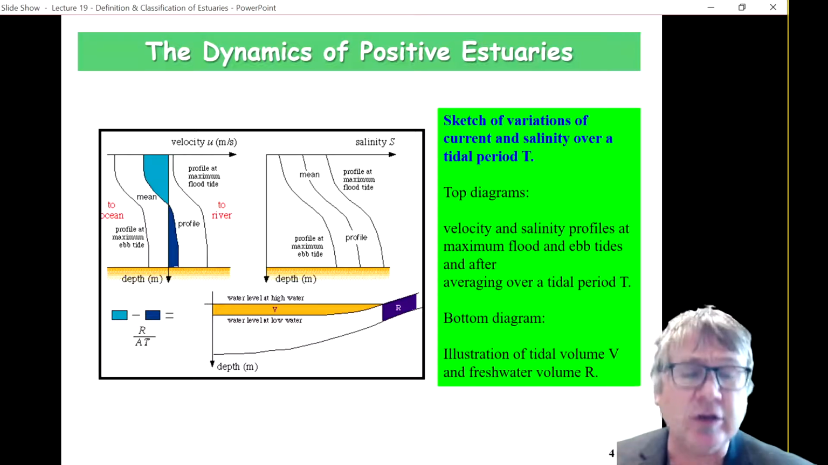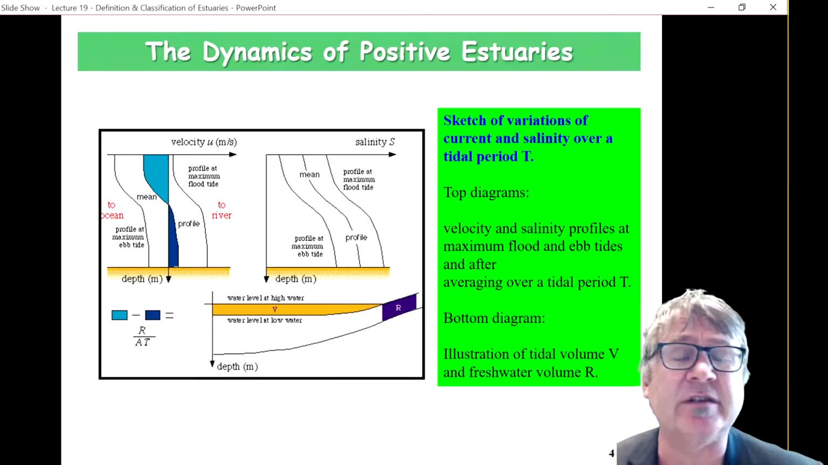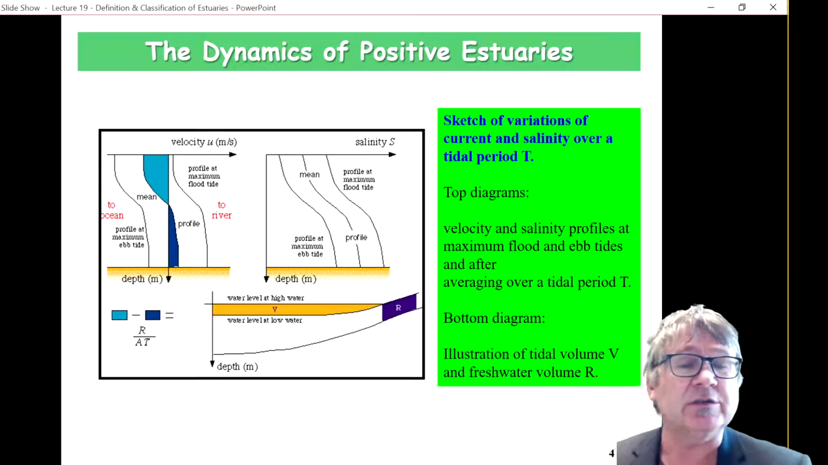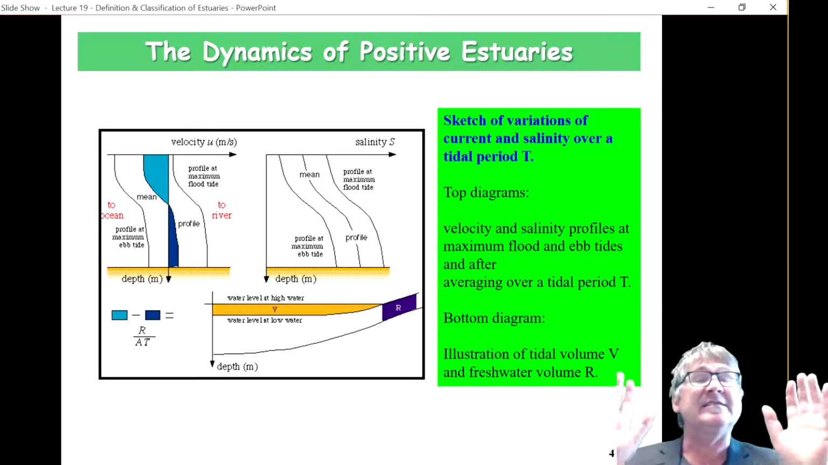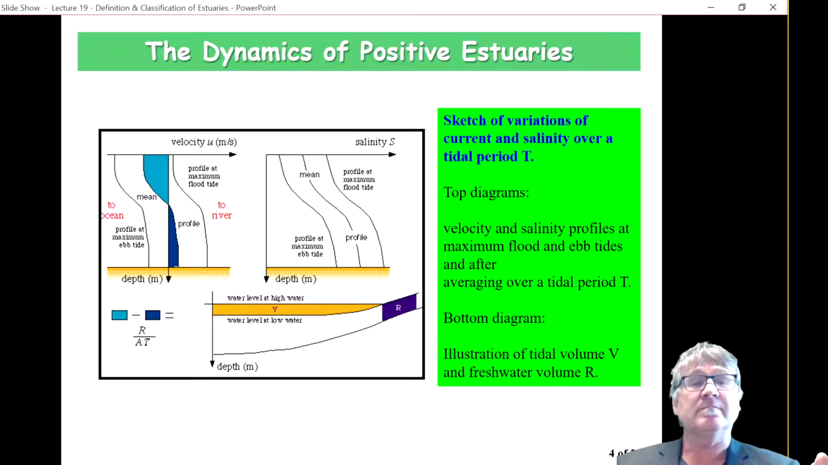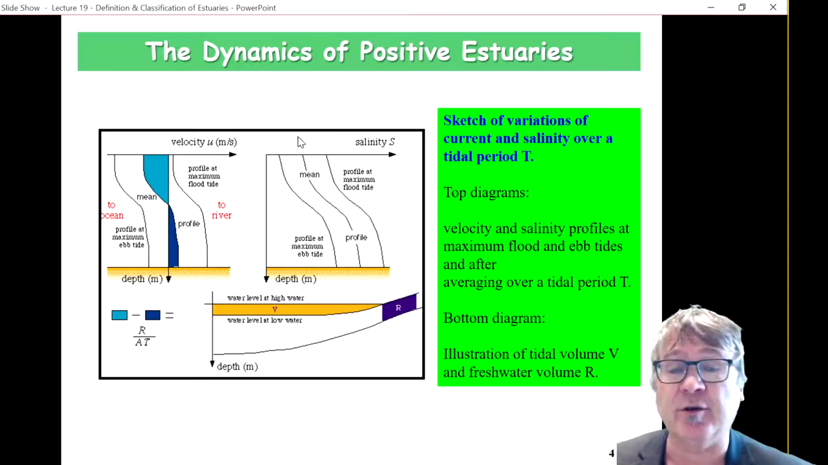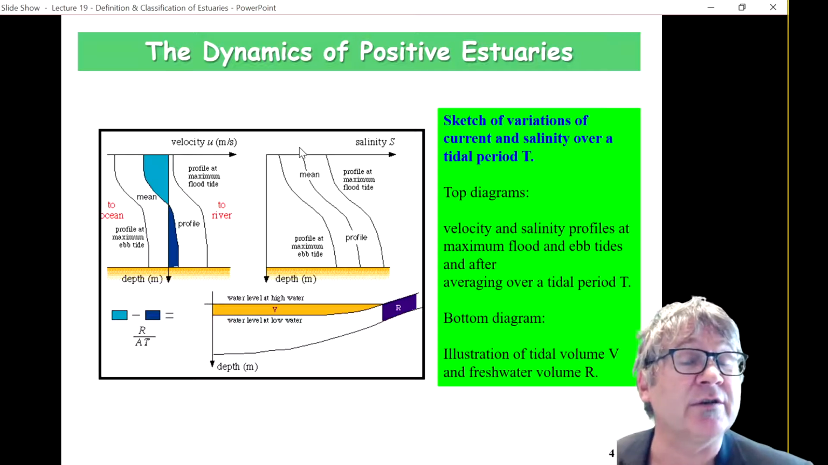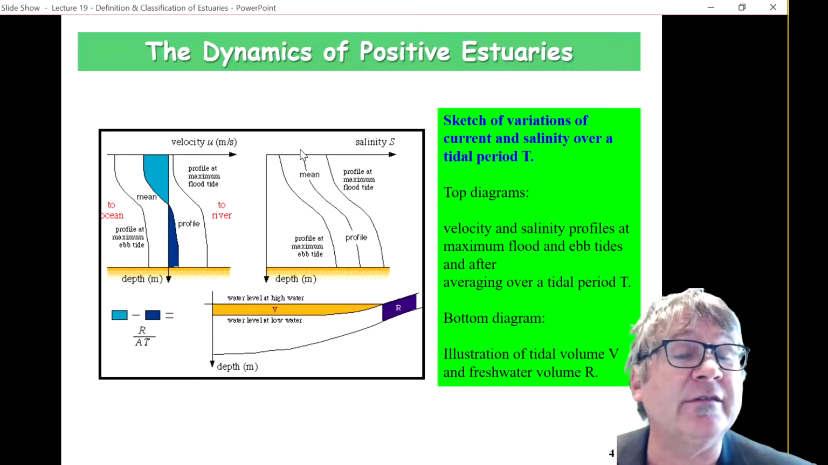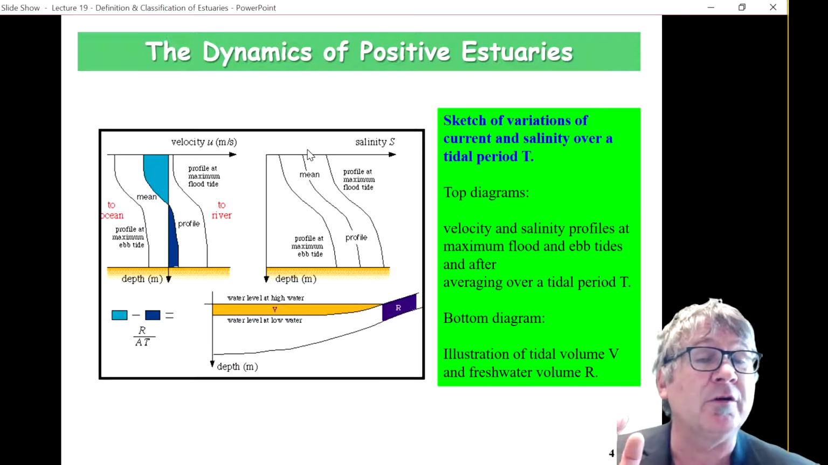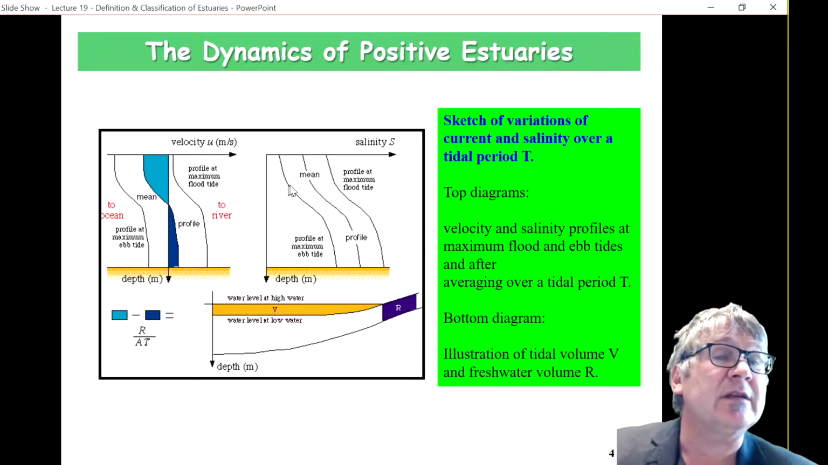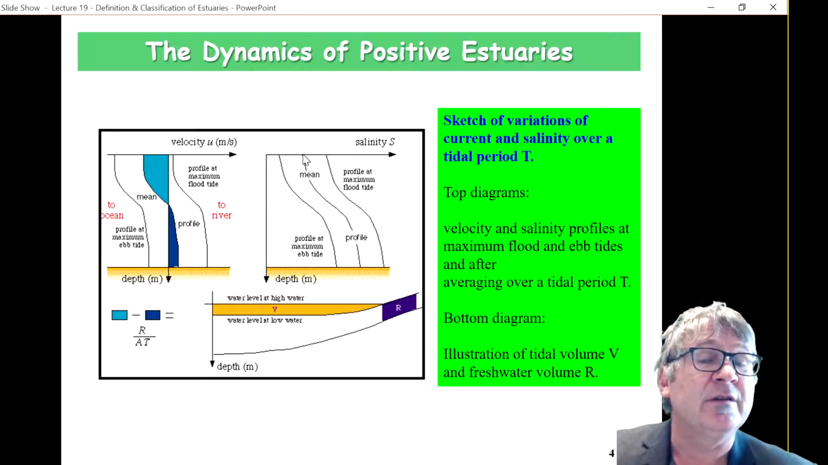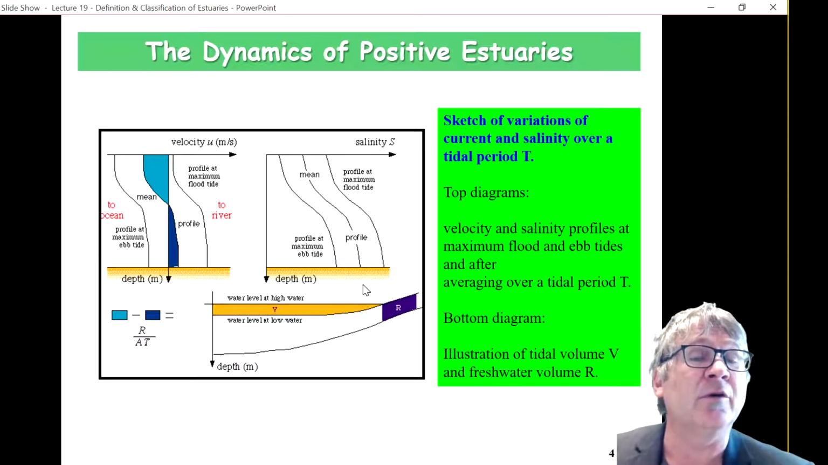So let's have a closer look at the dynamics in positive estuaries. The first thing that we look at is the salinity structure. Again, there's a diagram here on the top right. You can see the salinity structure. If you are measuring salinity from surface to the bottom in your positive estuary, it's lowest at the surface and highest at the bottom.